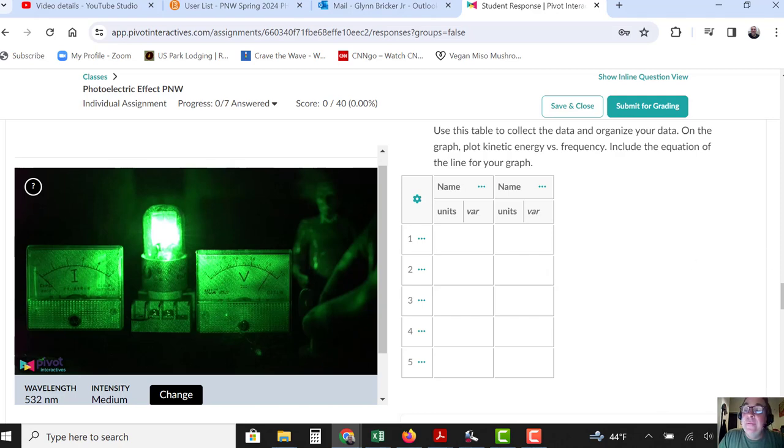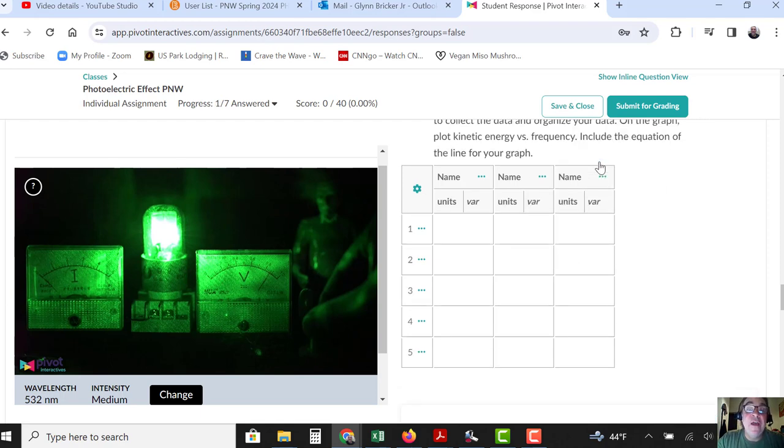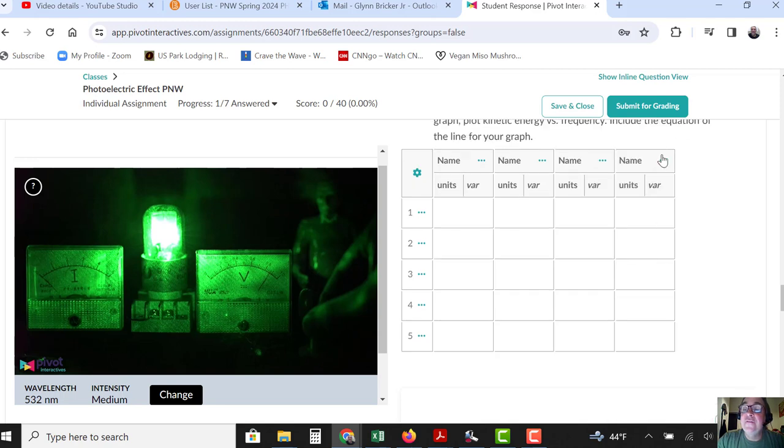Okay. Now you're going to have a few more columns, so you'll have to add those. I think if you just click here, insert column to the right, we want to have a column of frequency. If you have the wavelength, you can calculate the frequency. Let's do another column. Insert column to the right. You want to have another column of kinetic energy.